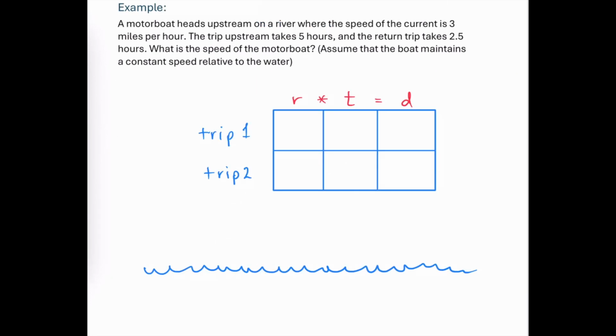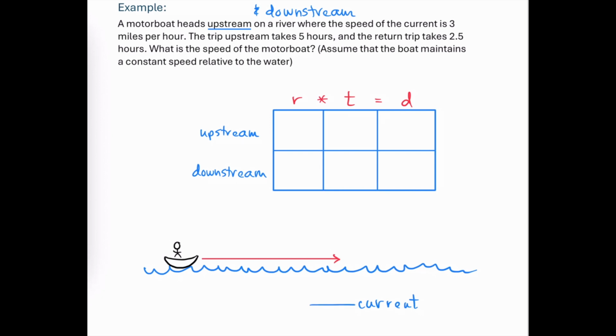Let's look at a concept drawing to get some help populating the cells in our table. Here we have a boat that's traveling up a river and then back again. So instead of labeling our rows with trip 1 and trip 2, let's be a little more specific and call our rows upstream, and then the return trip we'll call downstream. Let's say the current of the river is moving in this direction. If our boat is traveling against the current, that means we're moving upstream. If our boat is traveling in the same direction as the current, that means we're moving downstream.